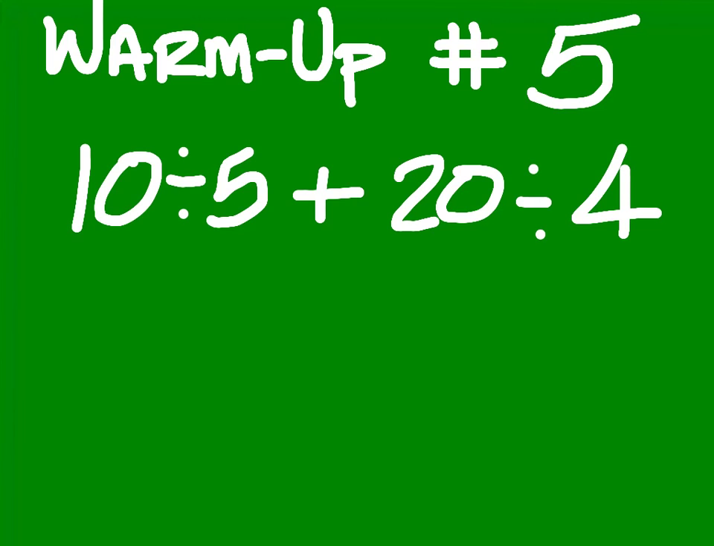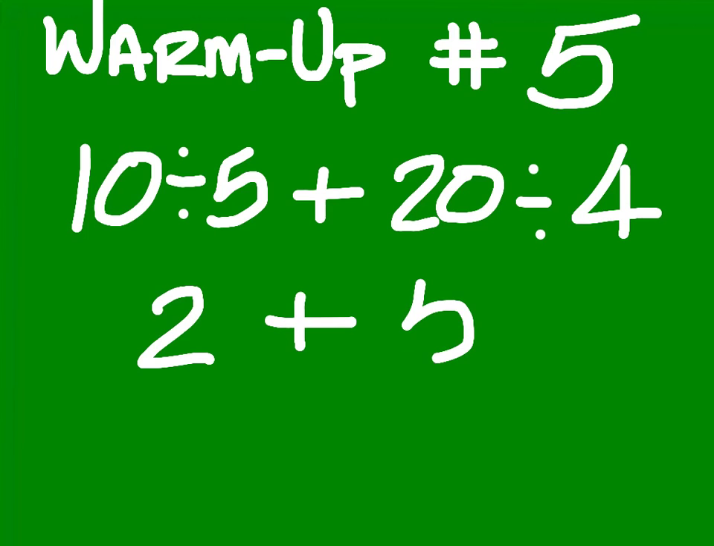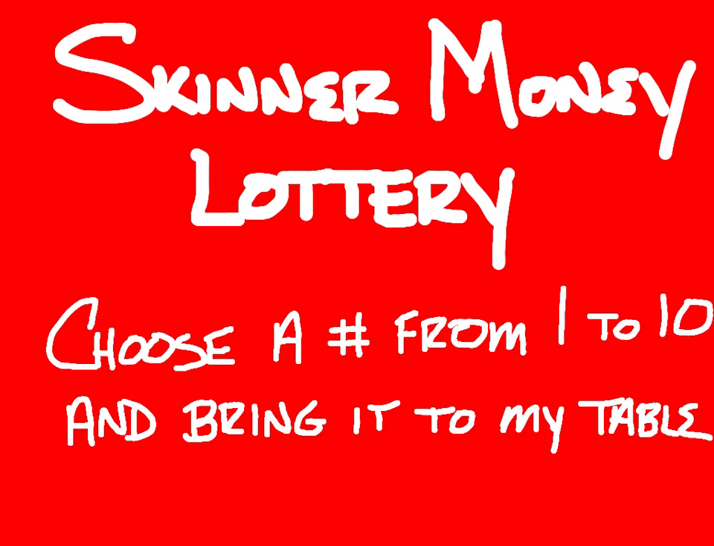You must do 10 divided by 5 first to get 2, and then 20 divided by 4 is 5. Add them together and get 7.